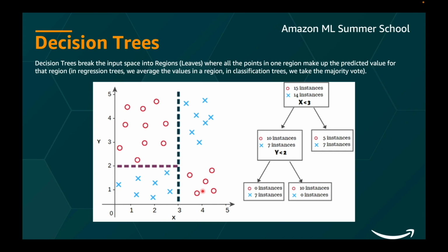So like I said, decision trees break the input space into regions where all the points in one region make up the predicted value for that region. This is a classification tree. If we have a regression tree, we take the average values of all the points falling into the region. So there we wouldn't have dots and x's. We would just have a numeric value associated with each data point, and we would take the average value and predict that as the output for any new data point falling in that region. So we'll take the average of all of these for region number 1, the average of all of these if it falls into region number 2, the average of all of these if it falls into region number 3.